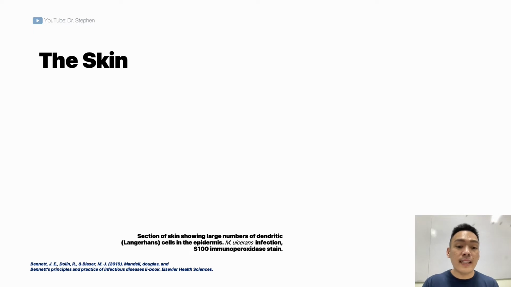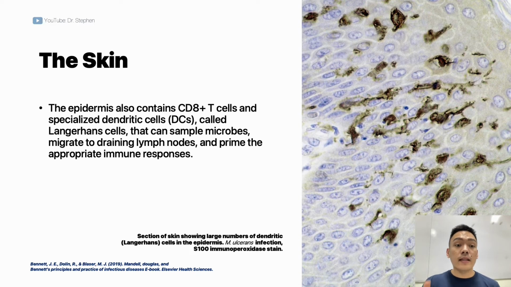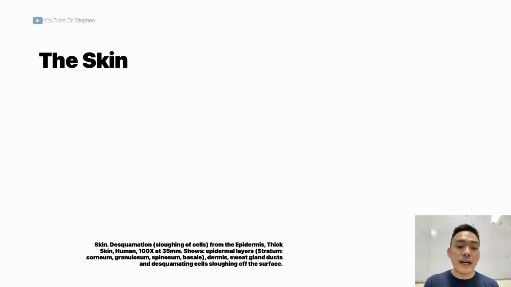This is a section of your skin showing a large number of dendritic or Langerhans cells in the epidermis in an M. ulcerans infection. This is using an immunoperoxidase stain, seen in the photo on your right. The epidermis also contains CD8 plus T cells and what we call DCs, Langerhans cells, that can sample microbes, migrate to the draining lymph nodes, and prime the appropriate immune responses, showing you a desquamation of your skin, or sloughing of cells from the epidermis.